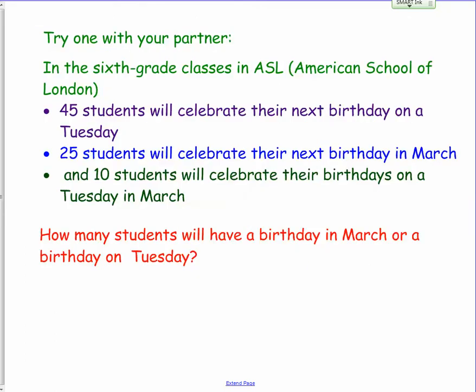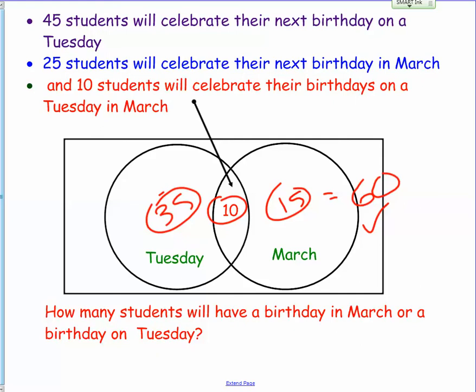And then we did one last one with your partner. This is the 6th grade class at the American School of London. 45 students will celebrate their next birthday on a Tuesday. 25 students will celebrate their next birthday in March. And 10 students will celebrate their birthday on a Tuesday in March. And my question is, how many students will have a birthday in March or a birthday on Tuesday? So first of all, you had to decide what kind of a Venn diagram will work for this. And you decided an overlapping Venn diagram.